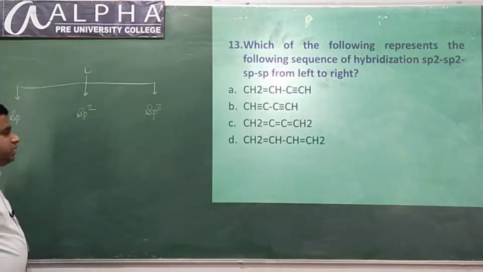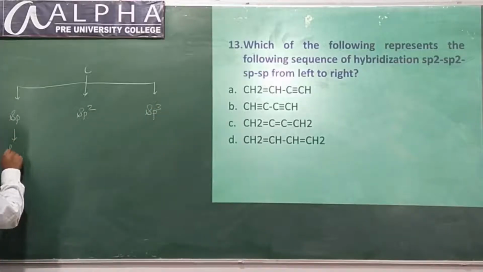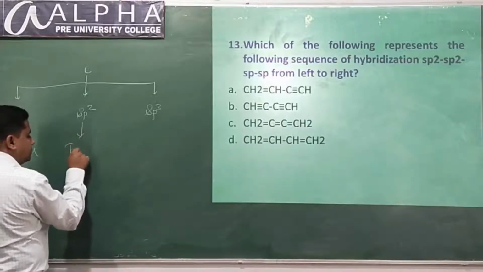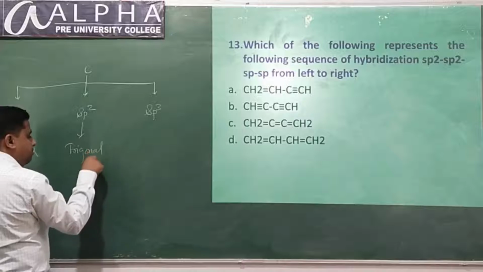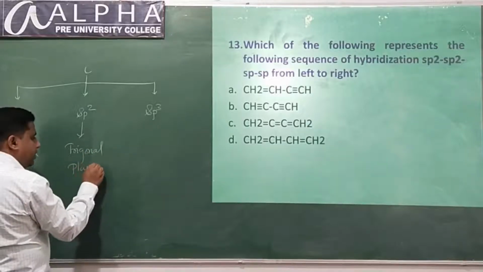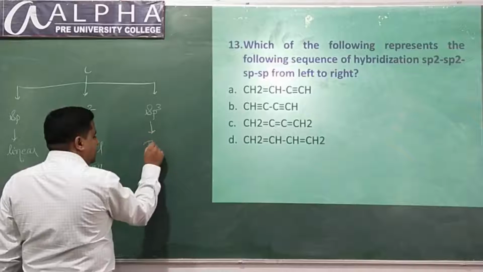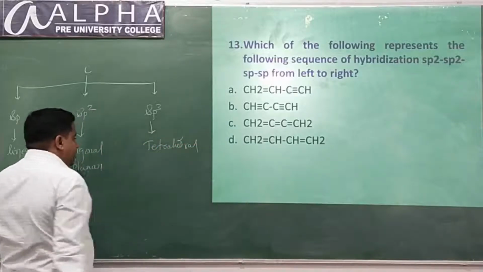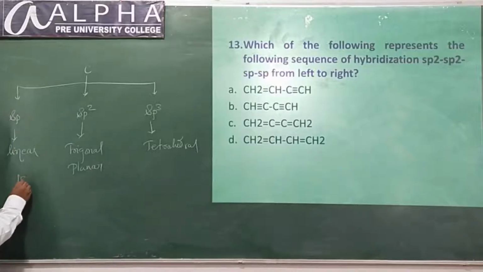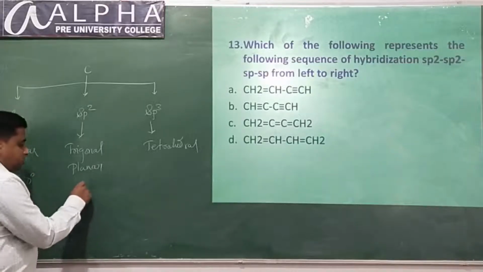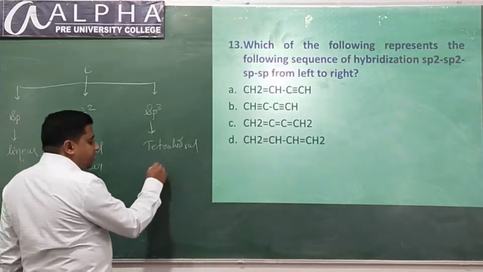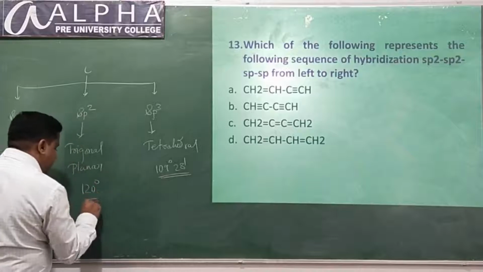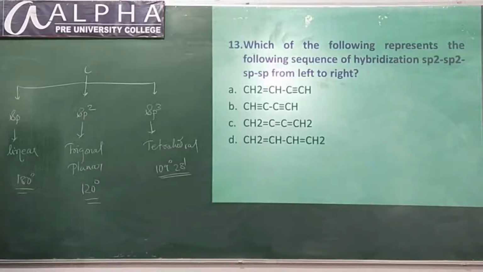If it is sp, it is linear; sp2 is trigonal planar; sp3 is tetrahedral. Linear means 180 degrees, trigonal planar means 120 degrees, tetrahedral means 109 degrees 28 minutes. Look here, students.